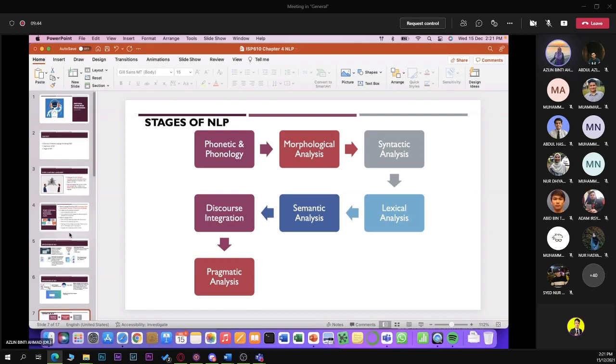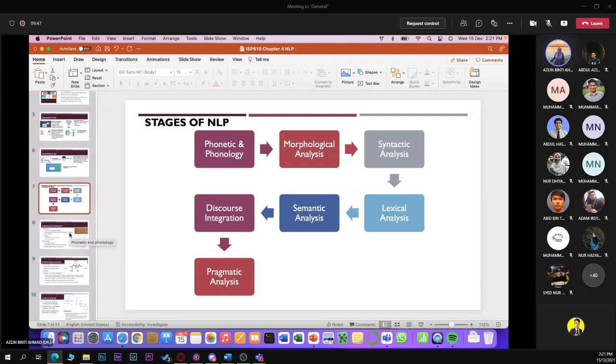Okay. So this is the main hero for this chapter, stages of NLP. So there are 7 stages for NLP. First, it will start with the phonetic and also phonology. Then it will go to morphological analysis, syntactic analysis, lexical analysis, semantic analysis, discourse integration, and also pragmatic analysis. So it's continuous punya phases, the stages. Pernah keluar dalam exam, I can't remember which semesters. Memang you need to describe each of the stages tentang apa. You need to discuss each of the stages and give some examples on that.